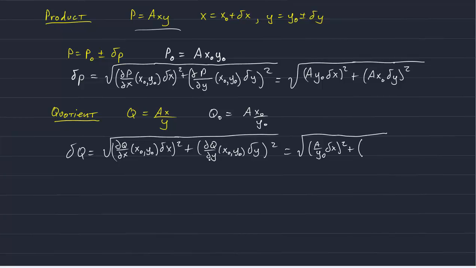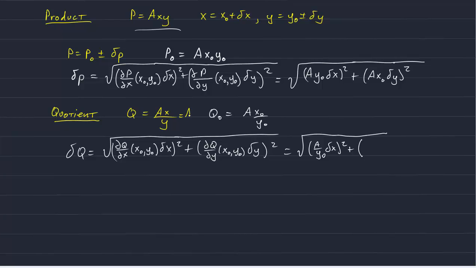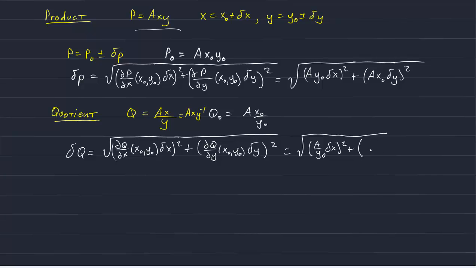And now we have to take the partial derivative of Q with respect to Y. Just to remind you, this is just AX times Y to the minus 1 power. So if we take the derivative with respect to Y when it's raised to the minus 1 power, we get a minus 1 times AX times Y to the minus 2 power. And so I'll put that on the denominator. And then we have to multiply by delta Y squared.